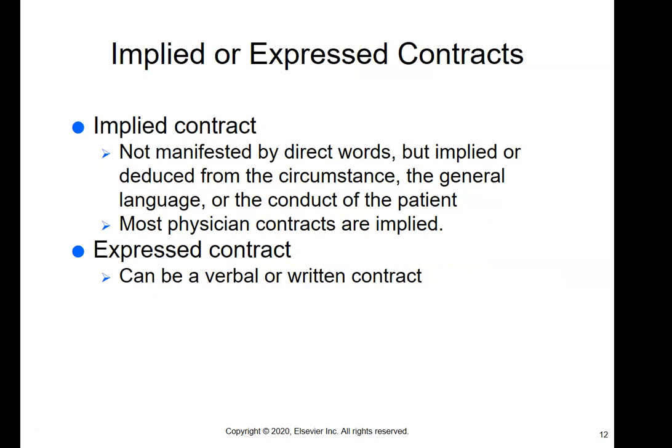Implied or express contracts. An implied contract is not manifested by direct words, but implied or deduced from the circumstances, the general language, or the conduct of the patient. Most physician contracts are implied. An example of this is if a patient is unconscious when treatment is rendered, this will be considered implied. An express contract can be a verbal or written contract.